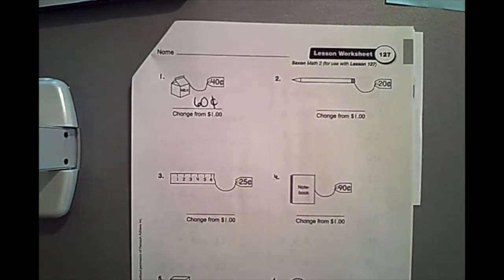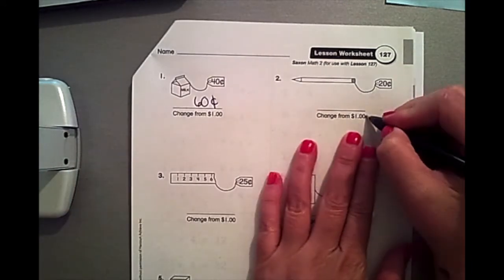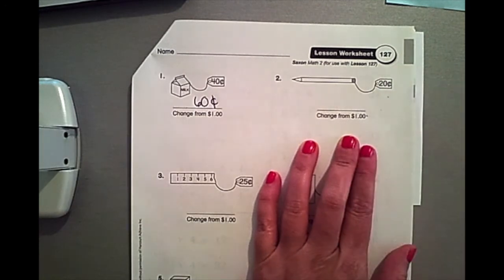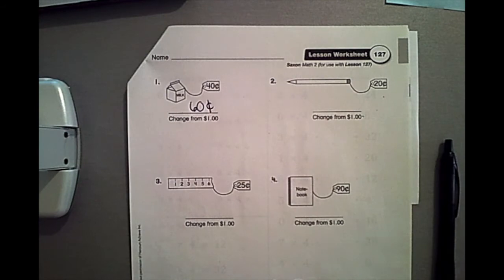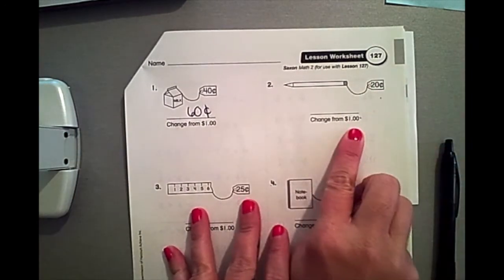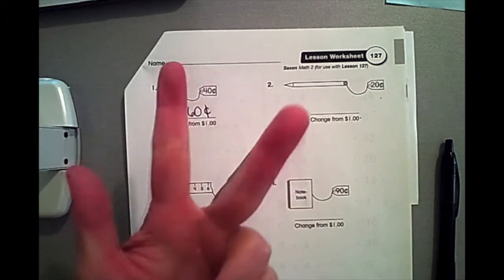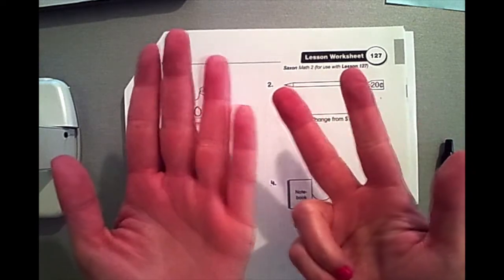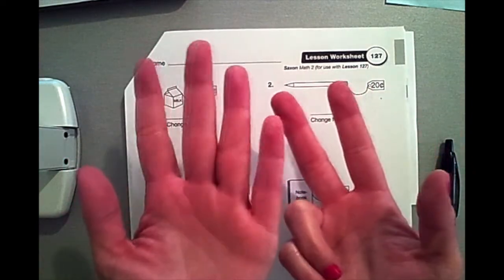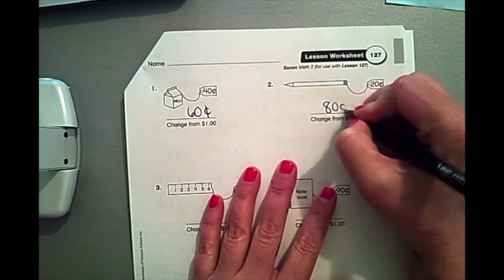Okay, let's look at number two. That pencil is worth 20 cents. So if we have 100 cents and we're gonna take away 20 cents, you can do it in your head or you can count from 20 cents to 100 cents and see what that is. So 20, 30, 40, 50, 60, 70, 80, 90, 100. And we know that we have 8 fingers and 8 times 10 is 80 cents.